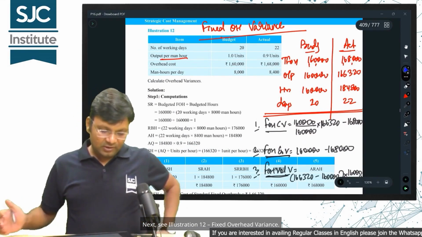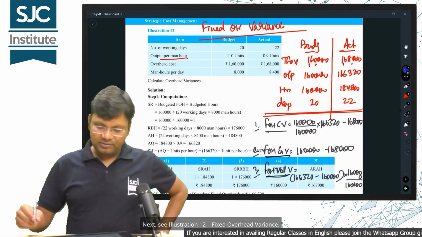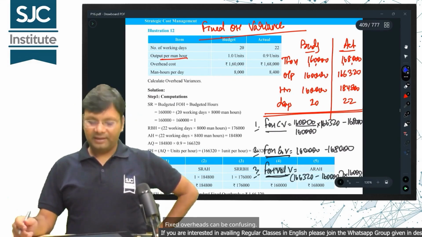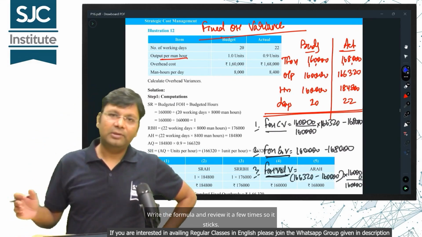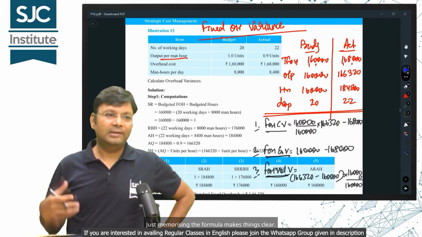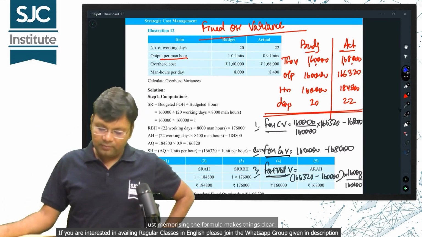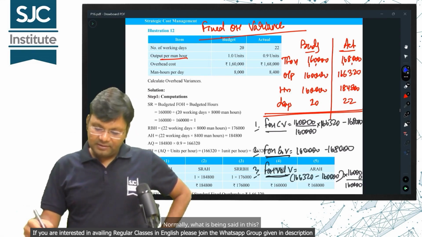Next, see illustration 12, fixed overhead variance. Fixed overheads can be confusing. Write the formula and review it a few times so it sticks. Just memorizing the formula makes things clear. Normally, what is being said in this?